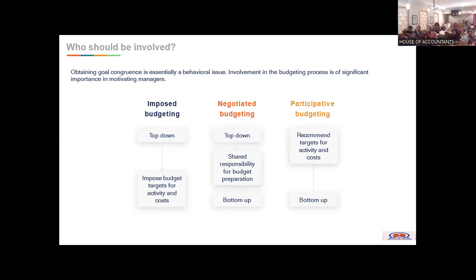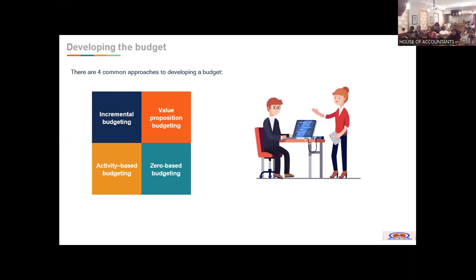Then we have participative budgeting, where subordinates recommend targets for activities and costs. That is bottom up. So you call all your subordinates: what do you think we should do this year? Oga, this laptop is done. We need to buy a new one. And we also need to increase all this. So we gather everything together. That's from bottom to top.